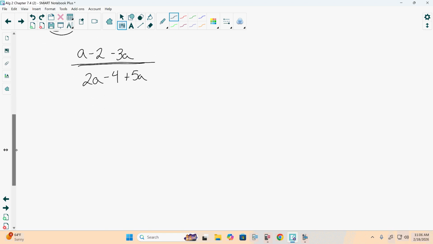Last thing we need to do is combine like terms and check and see if anything simplifies. Our a minus 3a, 1 minus 3, would be negative 2a. And we still have our negative 2. On bottom, the only like terms we have are 2a and 5a. Well, 2a plus 5a is 7a. And we have 7a minus 4.